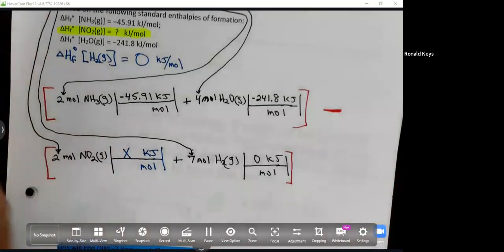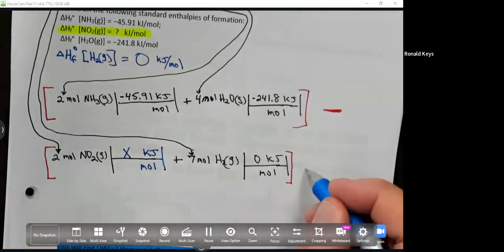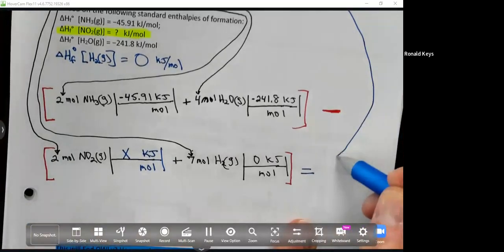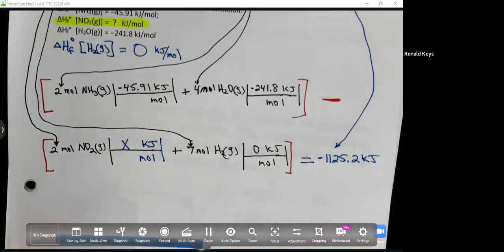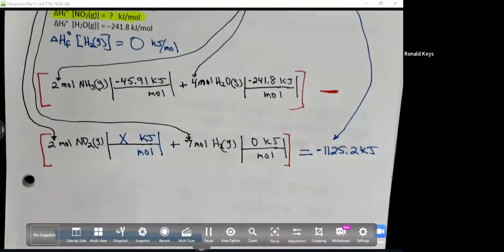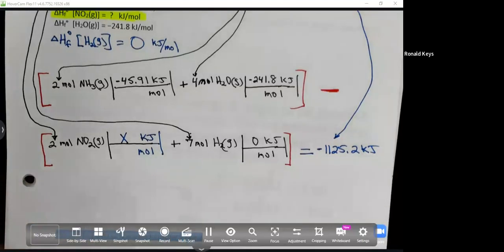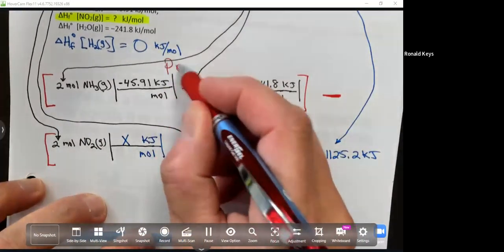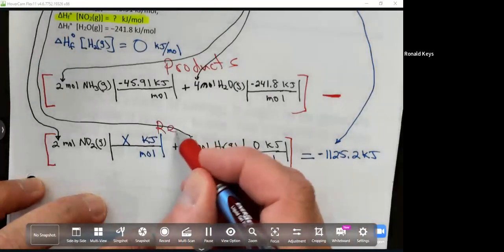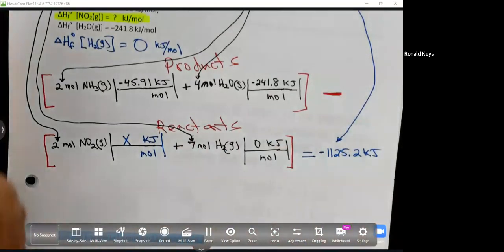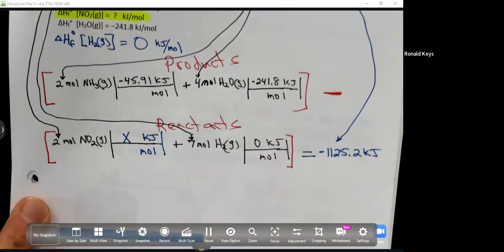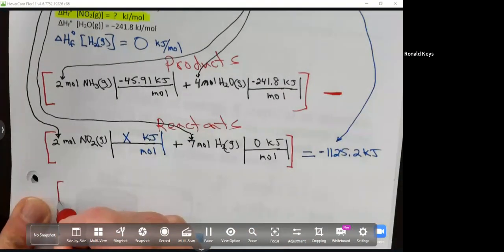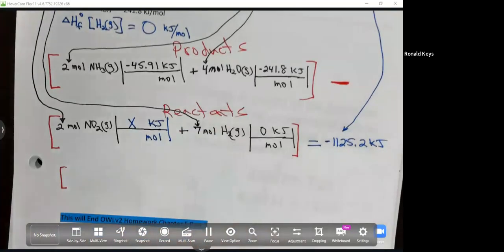Now, we know what that equals, though. That equals negative 1125.2 kilojoules. So I think we'll grab our calculator and just get this products right here at least, huh? Let's get our product number. Do I want to put it in React? I guess I will. So just my product up there, let's get that value.